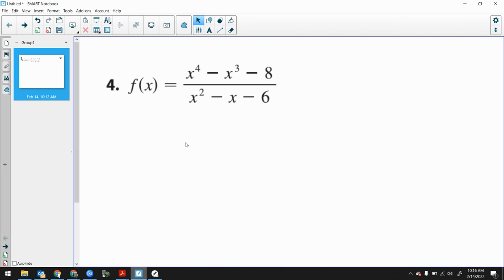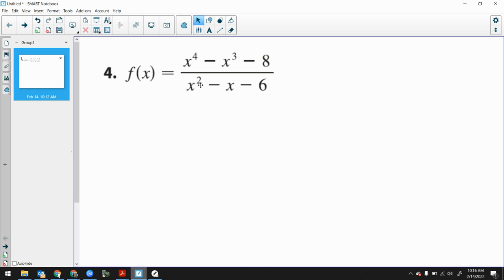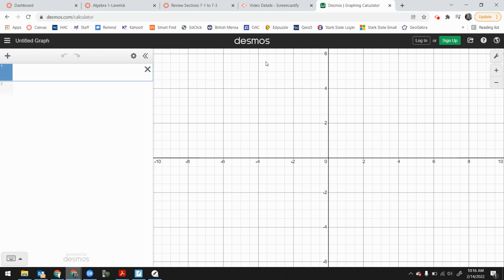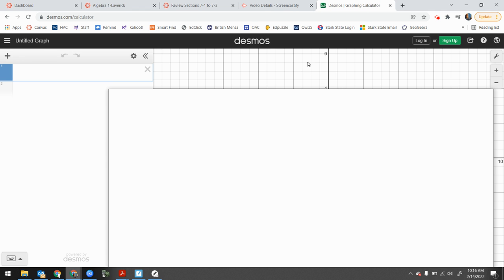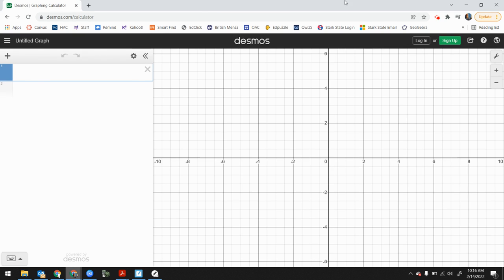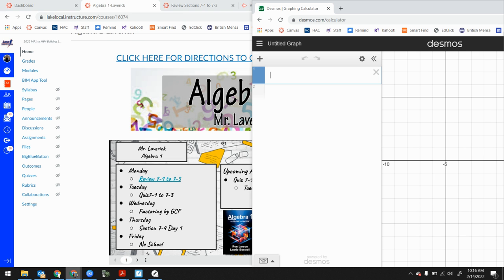All right. So here's number 4. So the first thing I want to do is, quiet, please, let's just graph this function. So it looks like I'm going to pull this out. Man, my computer's going super slow today.